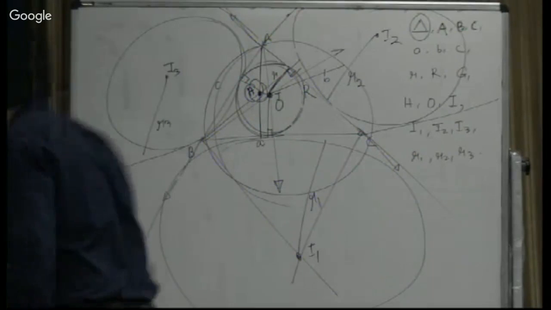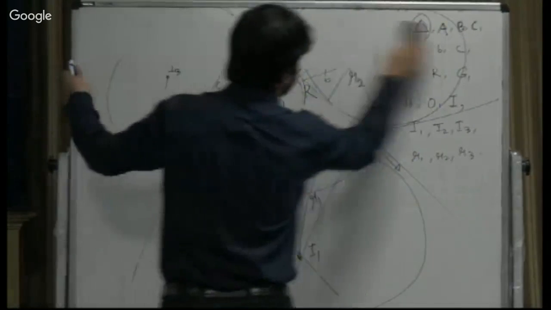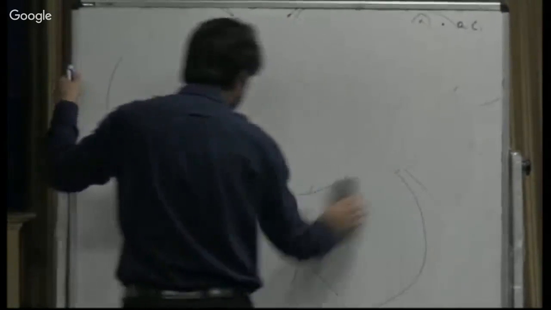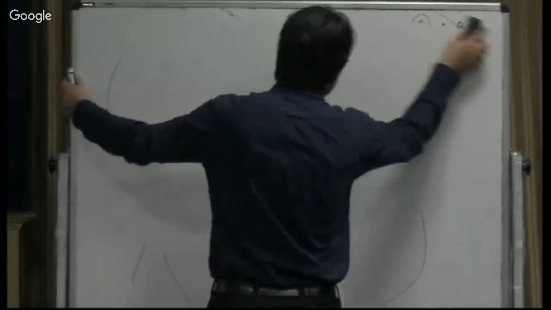Now the first property which we are going to prove is to show that the inradius is equal to the area of the triangle upon the semi-perimeter. S would be called the semi-perimeter. What is S?